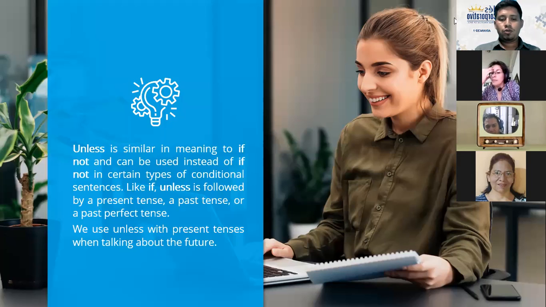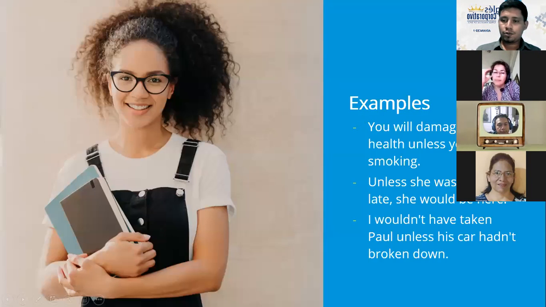So we're going to use it with present tense when talking about the future. So that's what we're going to identify here. In the examples that we have, in order to understand better what we have there, the first one says, you will damage your health unless you stop smoking.